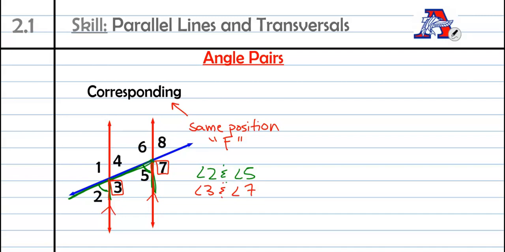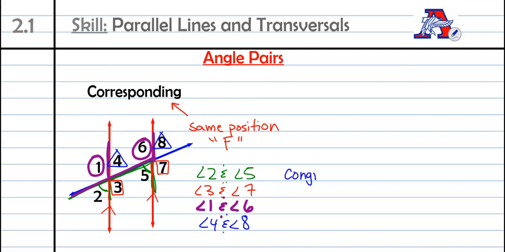We could make an F going the other direction. We could make an F going this way. So we could find the armpits. The armpits of the F would be 1 and 6. Or we could do the tops again. 4 and 8. All right, and those guys are once again congruent. The acute ones are going to be equal to each other. The obtuse ones are going to be equal to each other. So each pair is congruent. The angles within the pair are congruent.